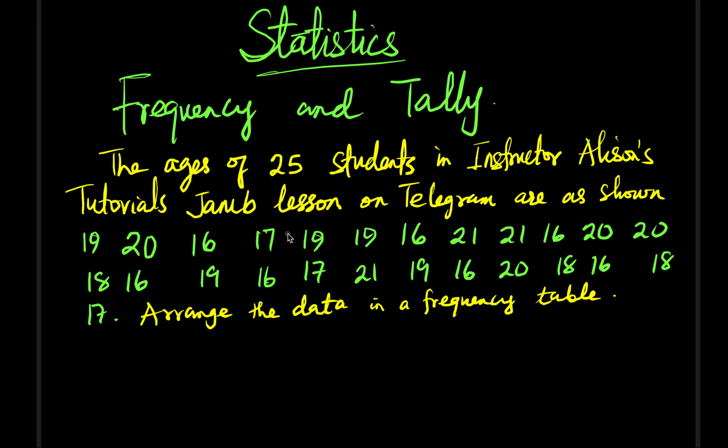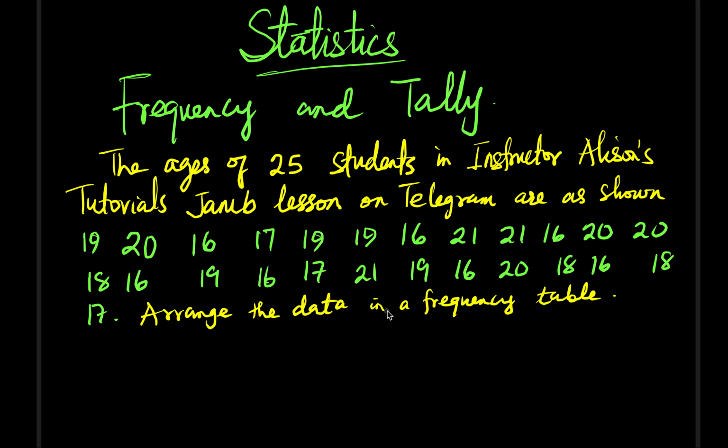Now the question says the ages of 25 students in instructor Allison's tutorials. Of course, my students usually have a lot of age ranges. JAMB lesson on Telegram are as shown: 19, 20, 16, 17, 19, 19, 16, 21, 21, 16, 20, 20, 18, 16, 19, 16, 17, 21, 19, 16, 20, 18, 16, 18, 17. They say you should arrange the data in a frequency table.